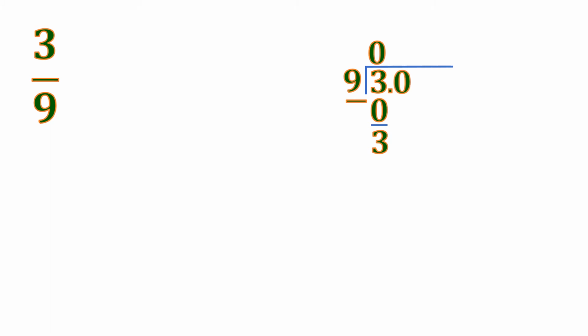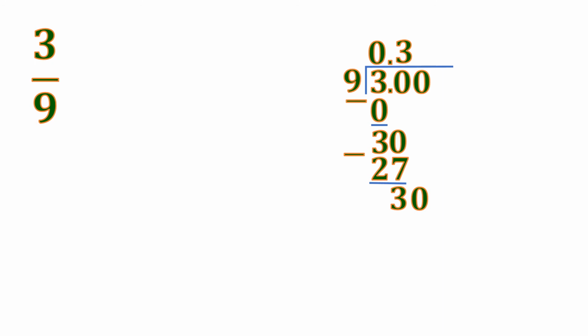And of course, we don't forget to put the decimal point. Then bring down 0. So 30 divided by 9 is 3. And don't forget to copy the decimal point on top. Then 3 times 9 is 27. And 30 minus 27 is 3. Then we have a remainder 3, and we're gonna continue by adding 0 and bring down 0.